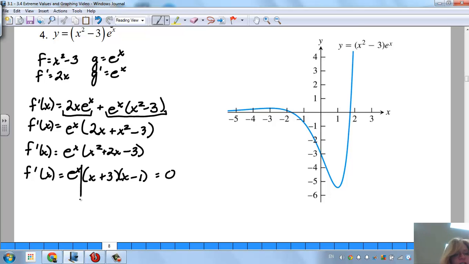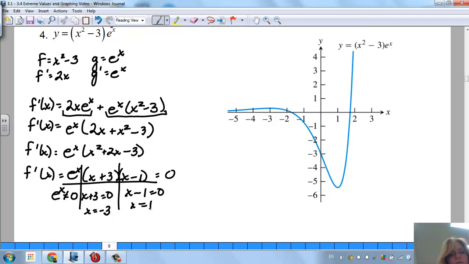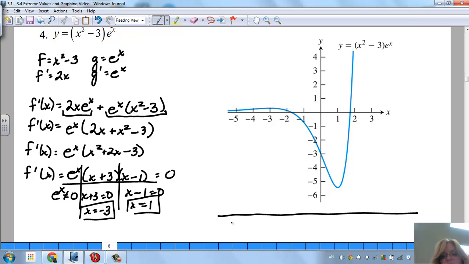Now this is a nice factored form, so I'm going to do a big T. Now e to the x is exponential, so it will never equal 0, but thanks for your help. Then x plus 3 equals 0, so x is going to equal negative 3. And x minus 1 equals 0, so x equals 1. So we've got x equals negative 3 and x equals 1. Let's do our f prime bar here and see what we've got. So I got f prime, and negative 3 is about right here, and 1 is going to be right here.